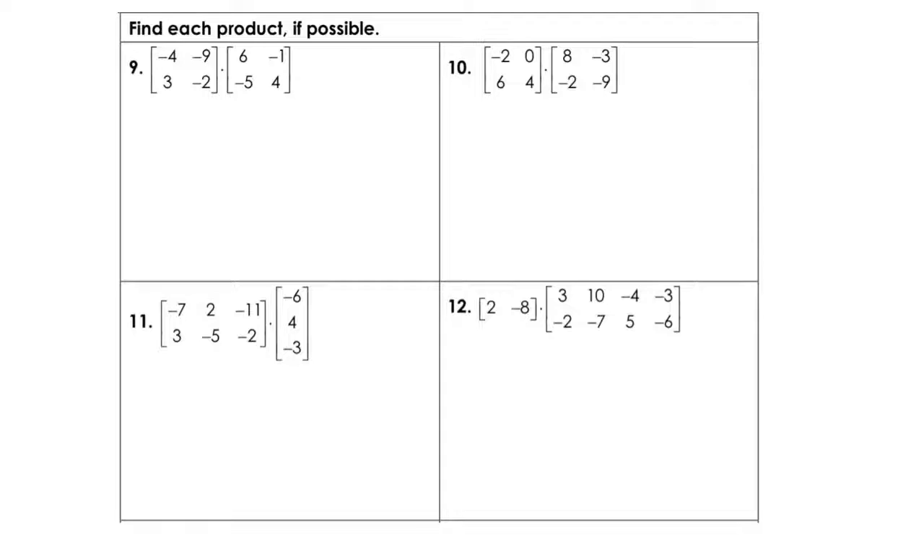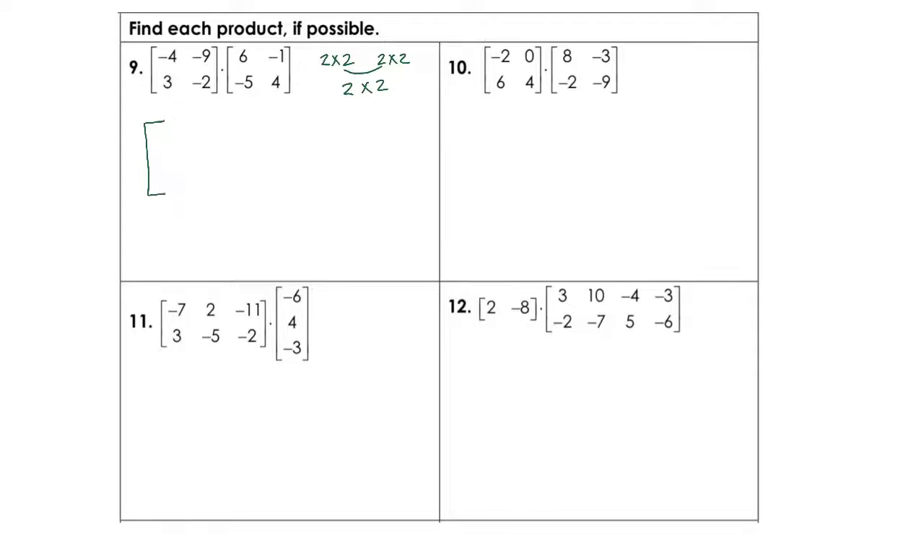All right, so to multiply these, first thing you need to do is check your dimensions. The first one that we have is a 2 by 2. The second matrix is also a 2 by 2. So I am able to multiply these, and I know the dimensions of my answer. I know that answer should look like a 2 by 2.